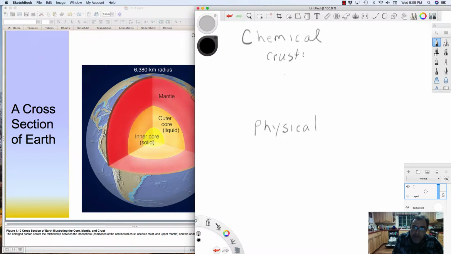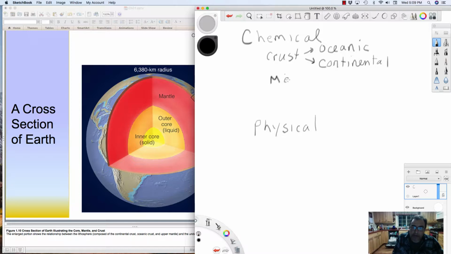And remember, the crust will be divided into either oceanic, which is a little bit thinner and a little bit more dense than the continental crust, which is our second one here. So thicker and less dense than the oceanic crust. And then we're going to have the mantle.